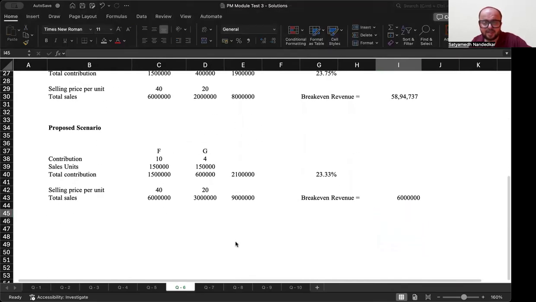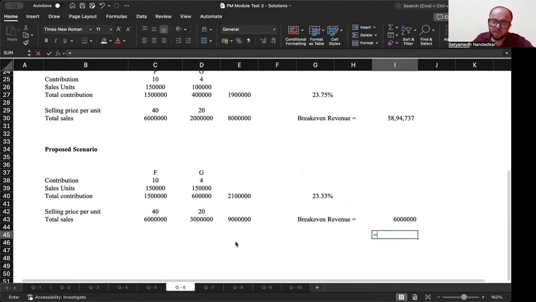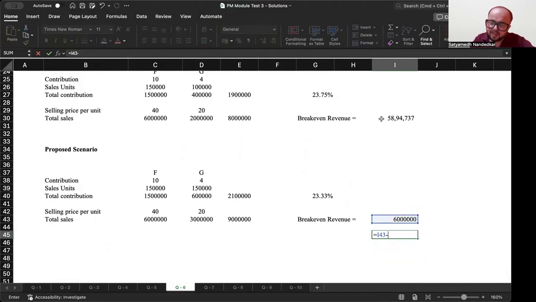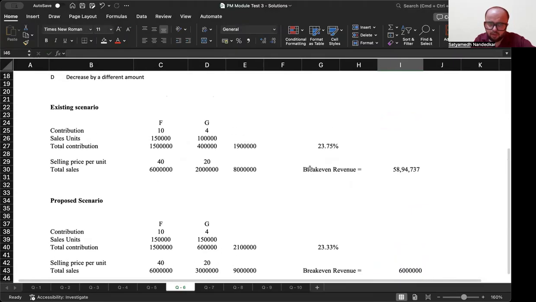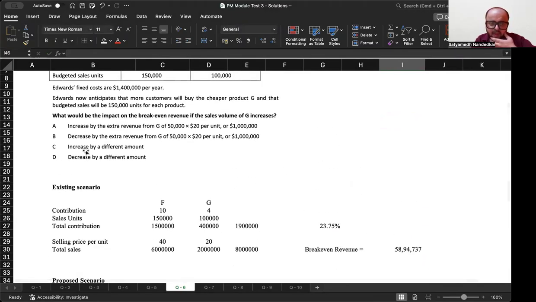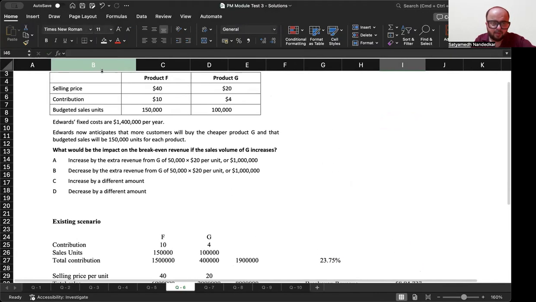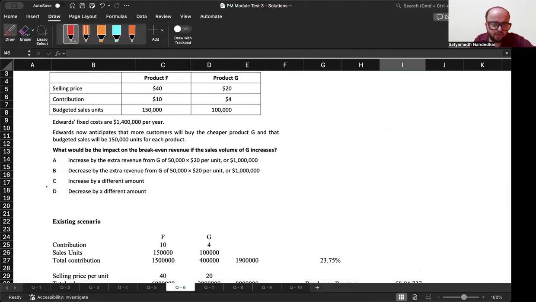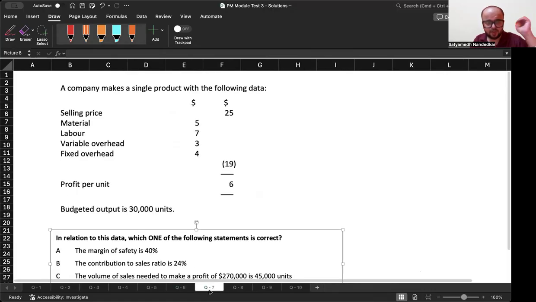In this case, what has happened to your break-even revenue? Your break-even revenue has increased from 5894 to 6 lakh. So it's not with this amount, it has increased by a different amount. So your correct answer should be option C. Be careful, read the question carefully, put the numbers in place, get the calculations done, and you are on the other side.